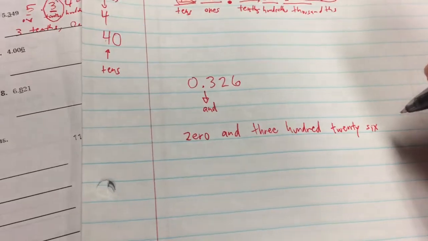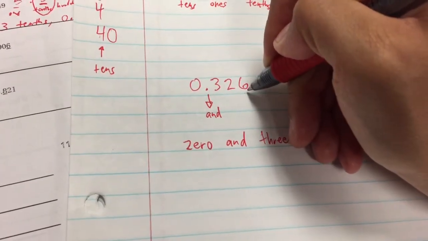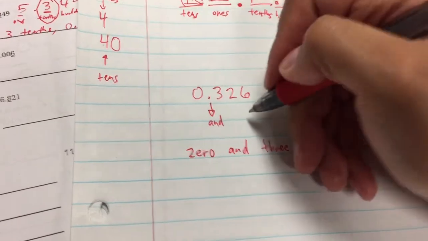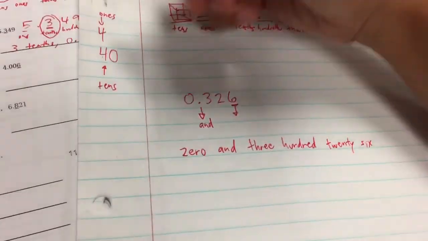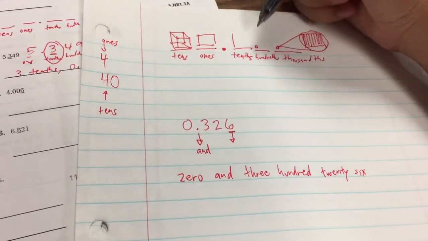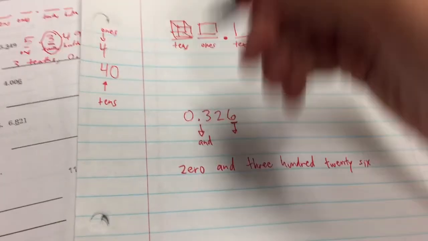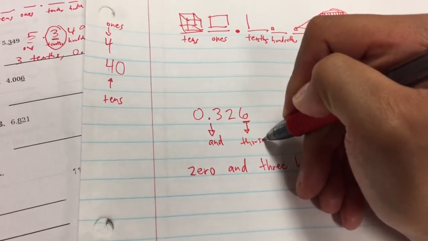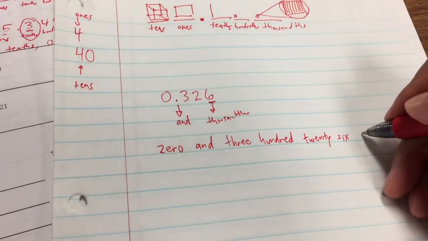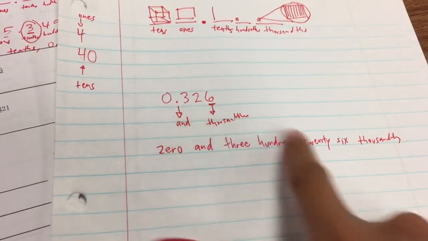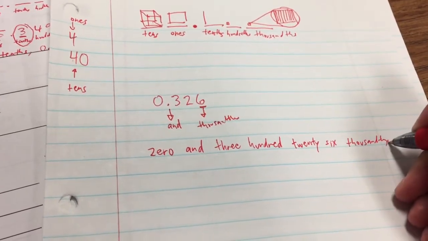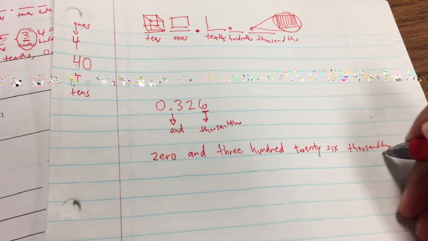Now, once you're done writing 326, all you have to do is say the last place value in the decimal section. That's going to be the final answer here. From the decimal goes the tenths, hundredths, thousandths. This is the thousandths, so that's going to be the last part of our answer. 0 and 326 thousandths. Don't forget that "ths" at the end, or else it is going to be wrong. So 0 and 326 thousandths, everything's spelled out. So that is word form.